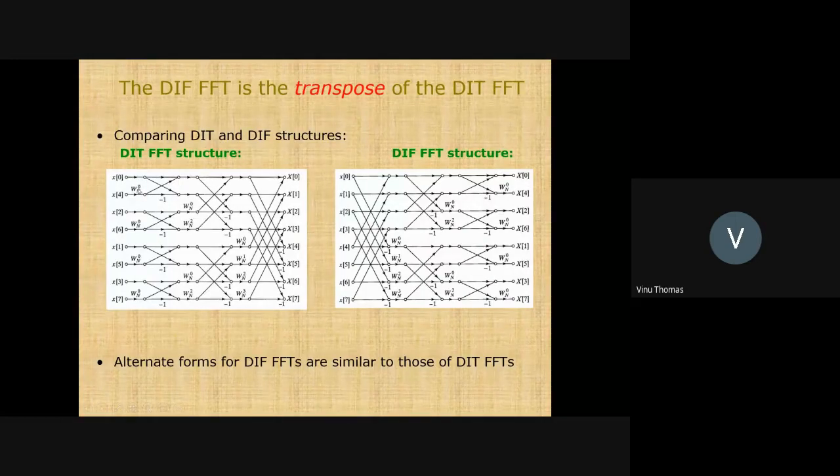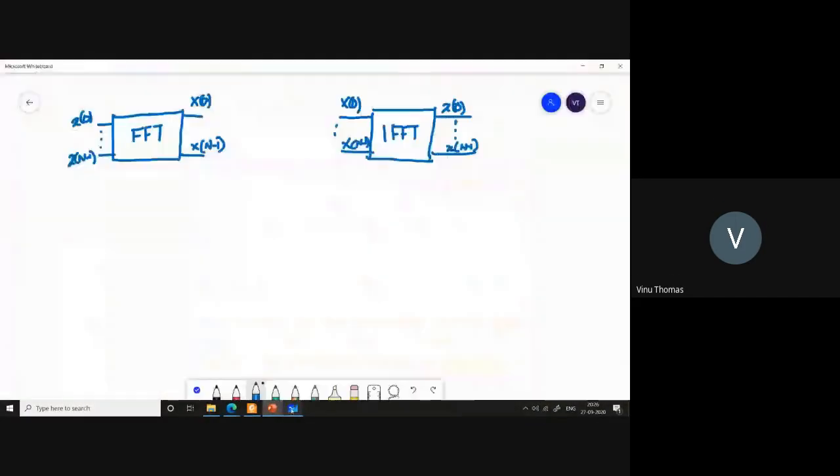Say, for example, this is Wn raised to minus 0, so this will not make any change. Then Wn raised to minus 0, Wn raised to minus 2, so these will be Wn raised to minus 0, minus 1, minus 2, minus 3. And you have capital X here, and small x here, and you have to divide everything by n. So that should give you the IFFT. To find the IFFT, maybe I can modify the FFT like this.